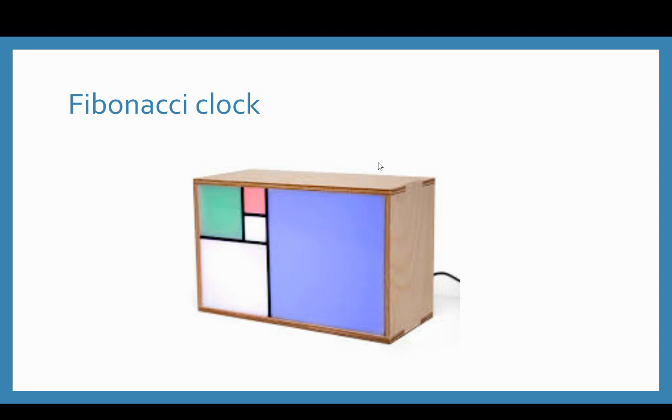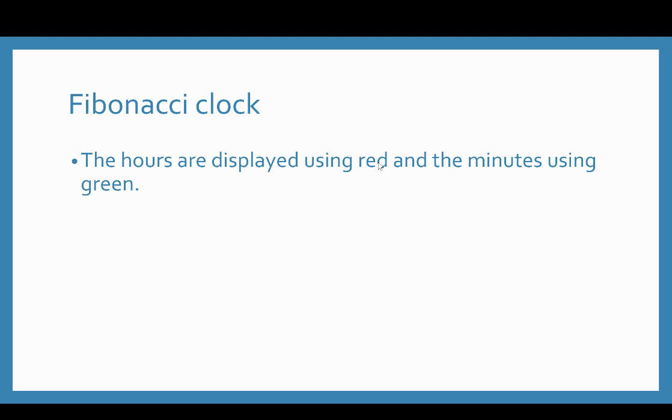So here are the rules. Here are the rules to tell the time using a Fibonacci clock. The hours are displayed using red and the minutes using green. Really simple. Hours are red, minutes are green.